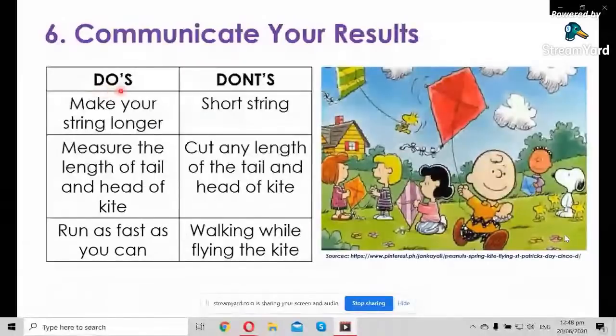What is the first thing that Charlie did? Make your string longer. Of course, this is the opposite of what Charlie must avoid, short string. Why do you think so? Do you have an answer for it?